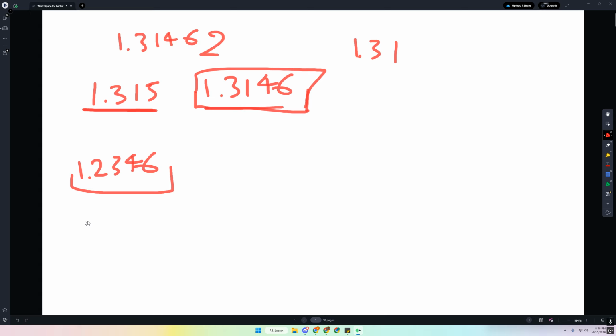Round or go to 4 decimals, yeah. So for your example of 1.346, you could do 1.235 or just write the entire thing. Exactly.